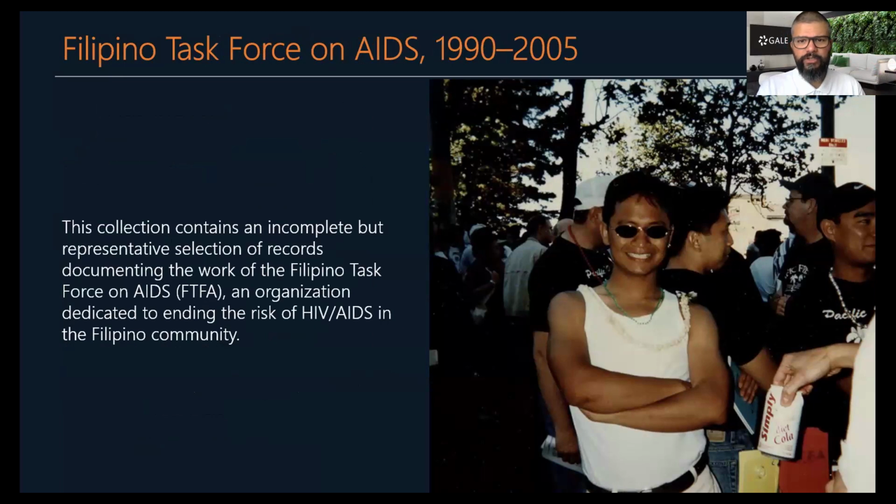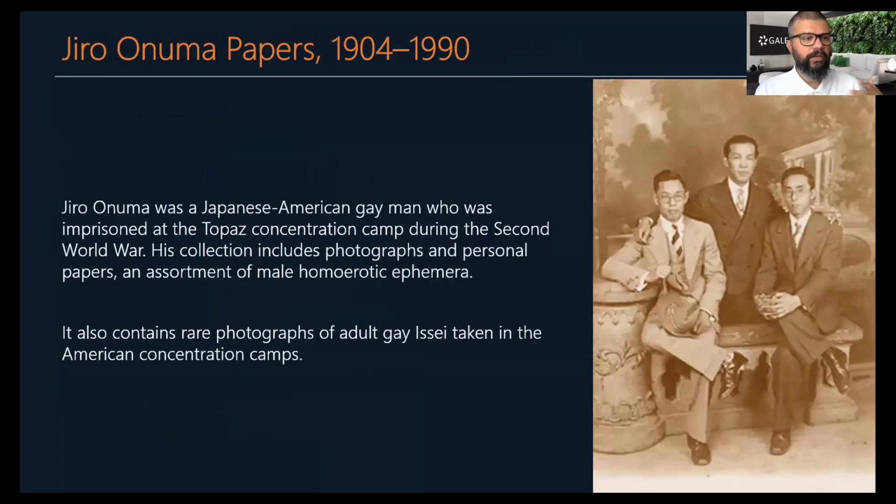It also has content coming in from Japanese Americans that were put in internment camps during the Second World War. This particular one is from Jiro Onuma. Again, this individual was in one of these internment camps and identified as a gay individual.